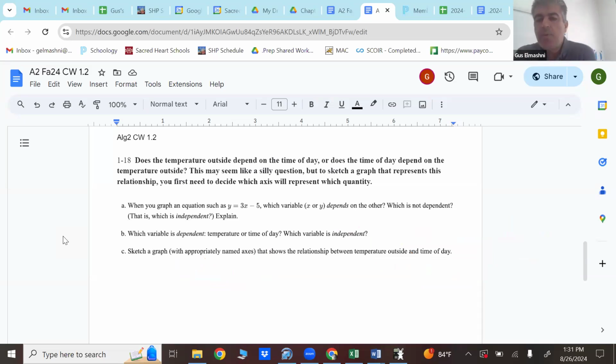Okay, so I mean, we know that it's the first one, right? But let's look at part A. So part A, when you graph an equation such as y equals 3x minus 5, which variable depends on the other? So y depends on x, right? We know this. Y depends on x. Which was not dependent, x. Independent. Independent, exactly.